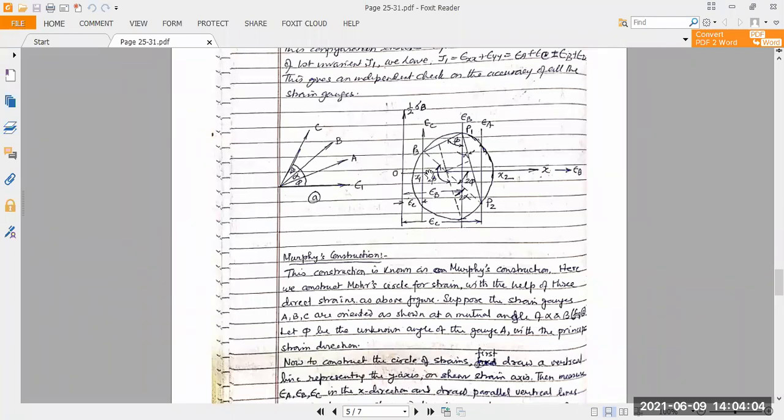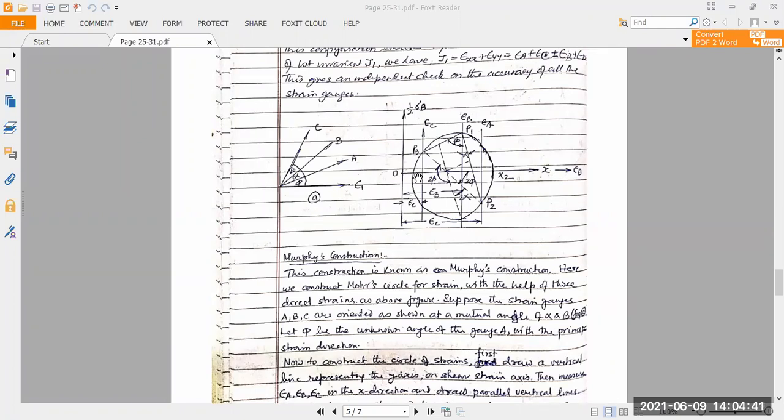And OX1 and OX2. What is OX2? The point of intersection of the circle with the x-axis, that is X2, and that is the maximum or principal stress, or major stress. And OX1, the point of intersection of this point here of the circle with the x-axis itself, is the minor or lower value of the principal stress itself.